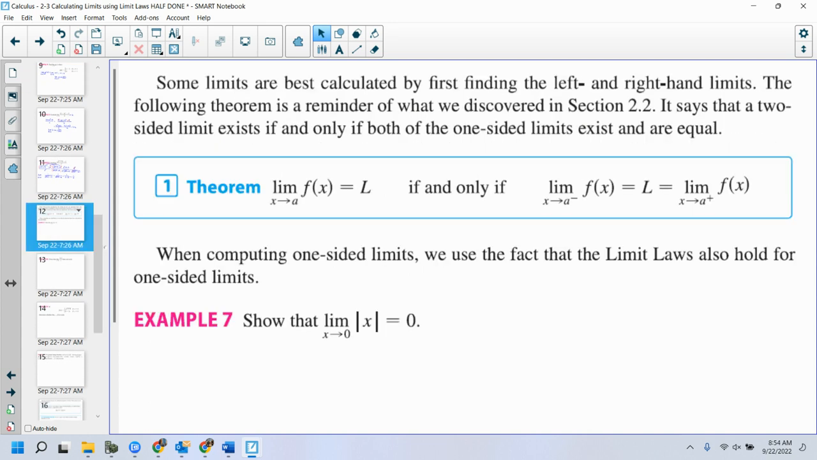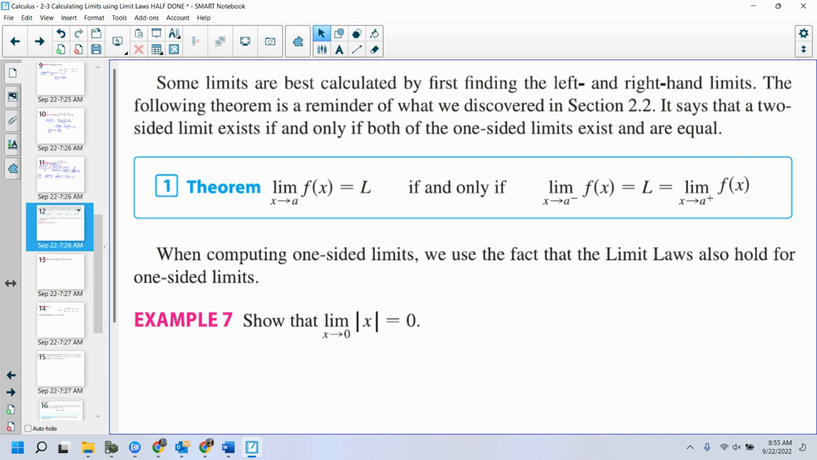All right. Some limits are best calculated by first using the left hand and then right hand limits. Because we know left hand and right hand limits should be the same, correct? If the limit exists, then the left hand limit and the right hand limit should be the same. The following theorem is a reminder of what we discovered in section 2.2. It says that two-sided limits exist if and only if both of the one-sided limits exist and are equal. This is the same thing that we wrote down in the last section, copy and pasted in.